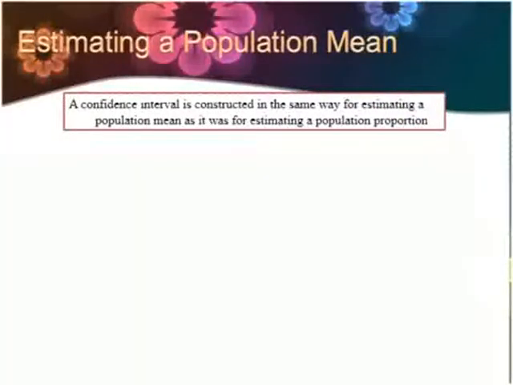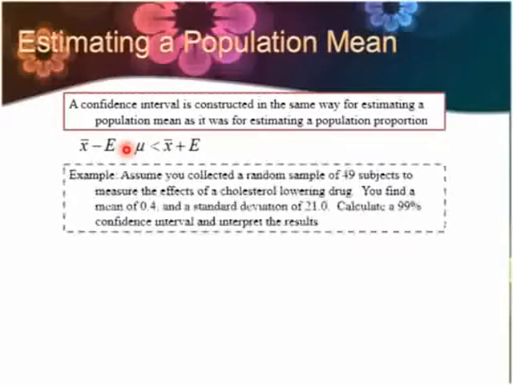So now let's talk about constructing a confidence interval. It's constructed in the same way that we did for estimating population proportion. That is, we're going to take our sample mean and subtract the margin of error to get the lower estimate, and we're going to add our margin of error to our sample mean to get the upper estimate. And that will be an estimate of where our population mean lies between.